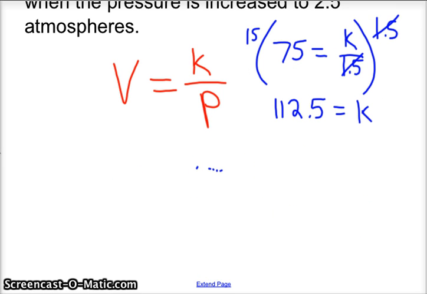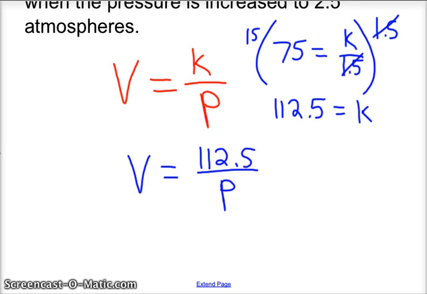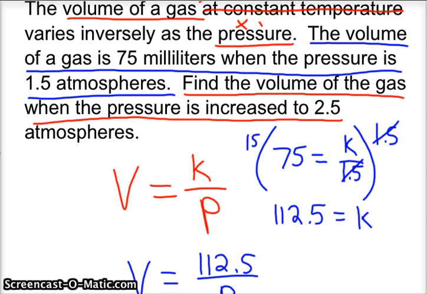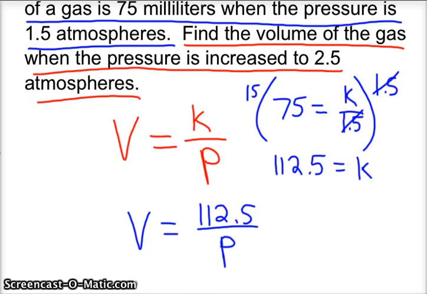So now we can use that constant. So we know volume is 112.5 over your pressure. And now the third sentence is what we're going to finally end up with. Find the volume of the gas when the pressure is increased to 2.5 atmospheres.